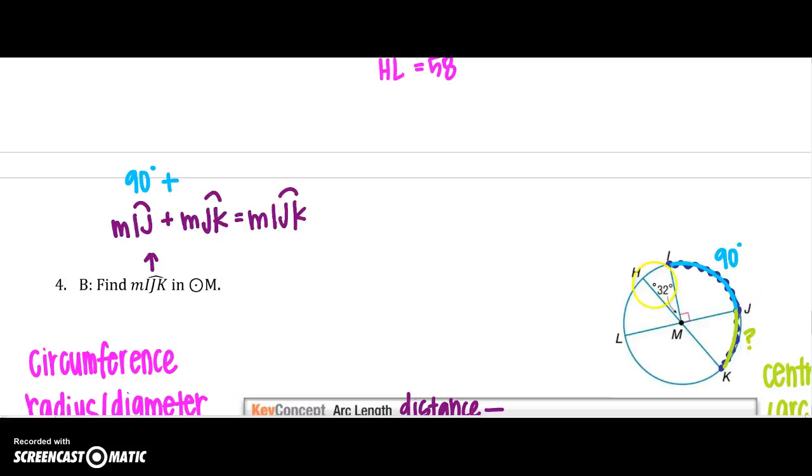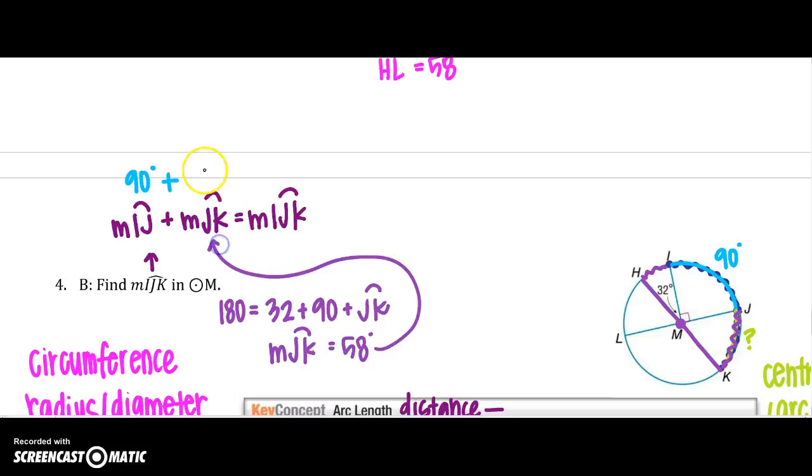Well, I do see that HK is a diameter, so I can find JK by saying, well, I know that my diameter makes 180 degrees. I have HI plus IJ plus JK, that arc. So I can find out that the measure of JK is going to equal 58 degrees. So I'm going to plug that back in here. 90 plus 58 degrees allows me to say that the measure of IJK arc equals 148 degrees.